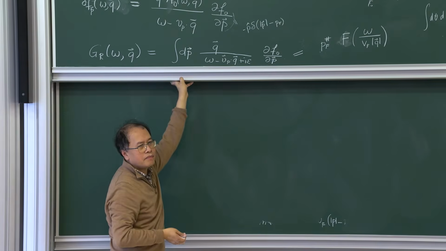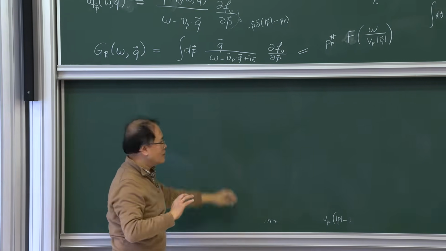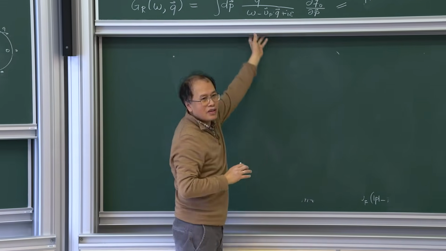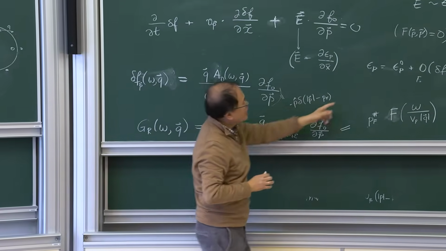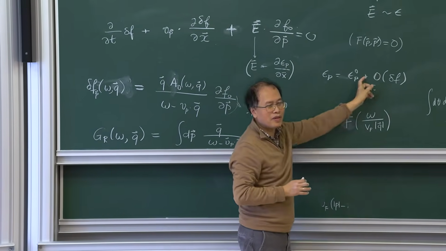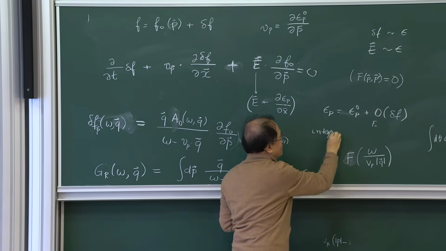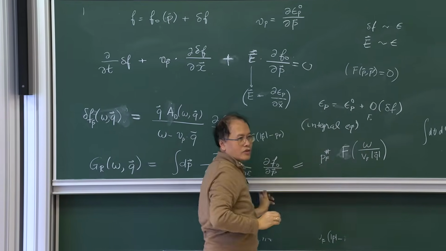What are you going to do now? Are you going to expand this in Landau parameters, or can you? So we get a result that looks like we have some kind of integral equation, because this one is some integral over dp prime. So we have an integral equation that one has to solve.